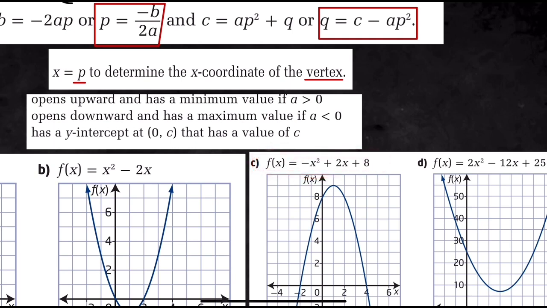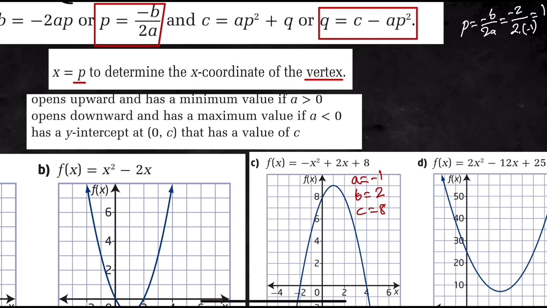So for example, for this y, we start with our A, B and C. So what is your A here? My A is minus 1, my B is 2, my C is 8. This is the first thing I should write. So my P is minus B over 2A, which is minus 2 over 2 times minus 1. This is 1. Okay, I just found my P.